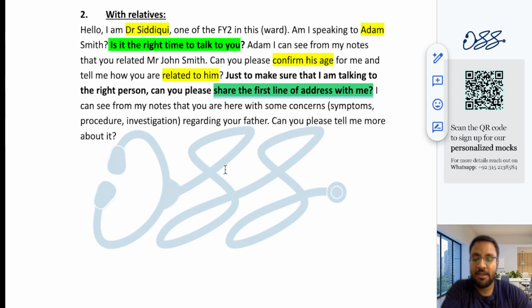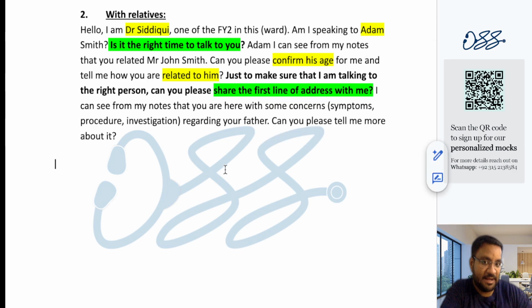Okay, so a lot of things need to be done. Your introduction, where you are currently situated, the relative's identity, and whether or not it's the right time to talk to the relative. Then you need to check the relation, confirm the age of your patient. Can you please tell me how you are related to that particular patient?